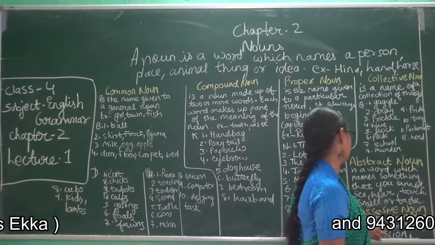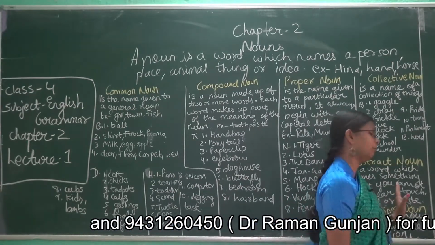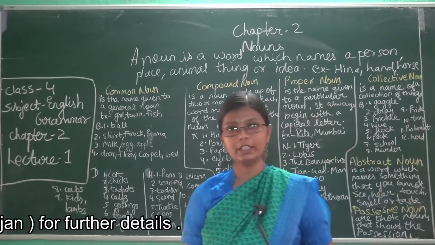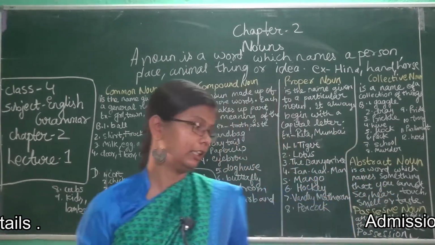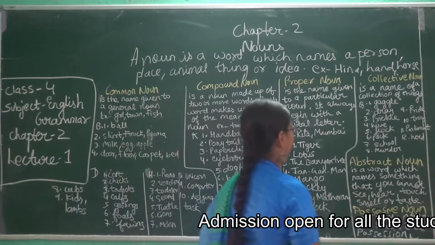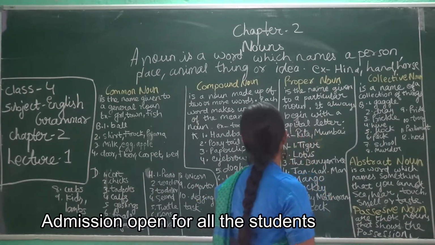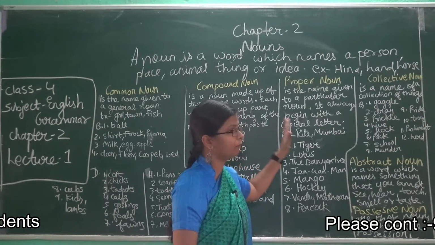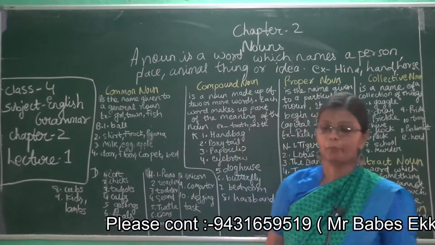Possessive nouns are those nouns that show possession, the ownership in the sentence. It's called a possessive noun. So I think all these nouns are clear to you. Now we will do some exercises from your book.